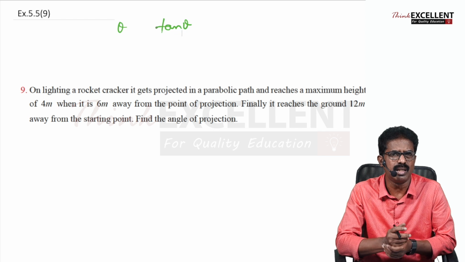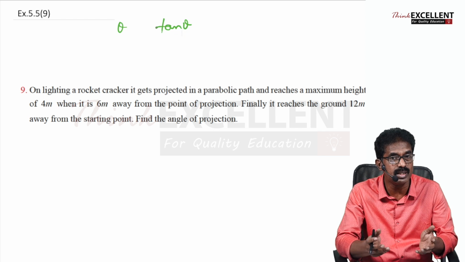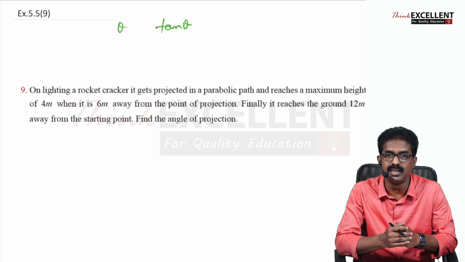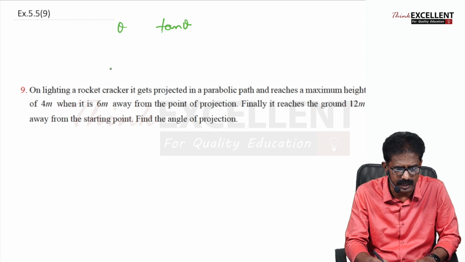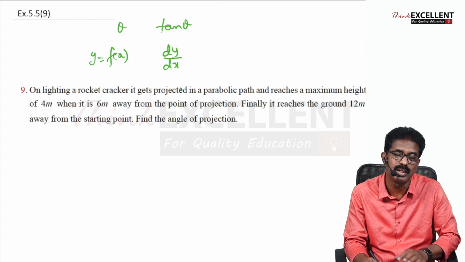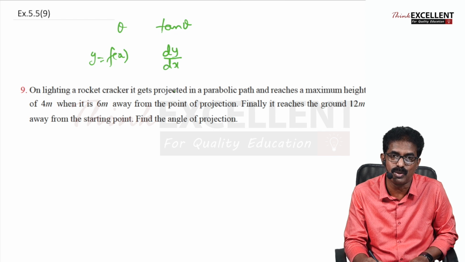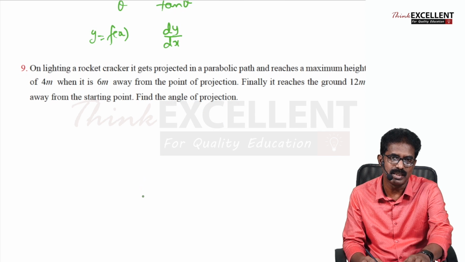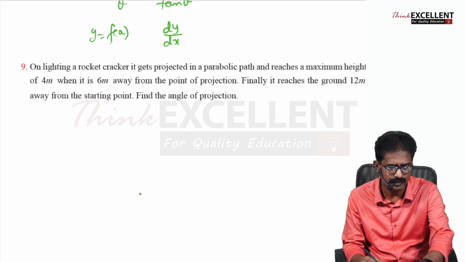Then one more thing, if a curve is given, if a function is given, y equal to f(x), then slope of the tangent is given by dy by dx. Suppose a curve is given, y equal to f(x), then the slope is what? dy by dx, differentiation. Okay, so there are 4 ways to find slope. Now listen here, so with this idea, let us go to the question.